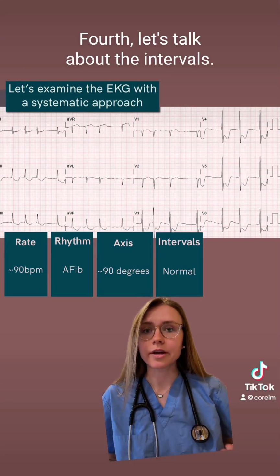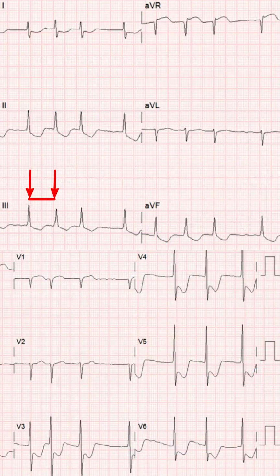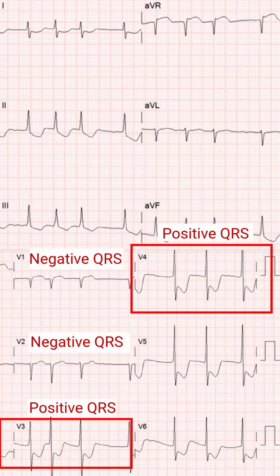Fourth, let's talk about the intervals. The intervals all appear normal, and the QRS complex is narrow with appropriate R-wave progression in the precordial leads. This means that the QRS complex goes from negative to positive around leads V3 and V4.